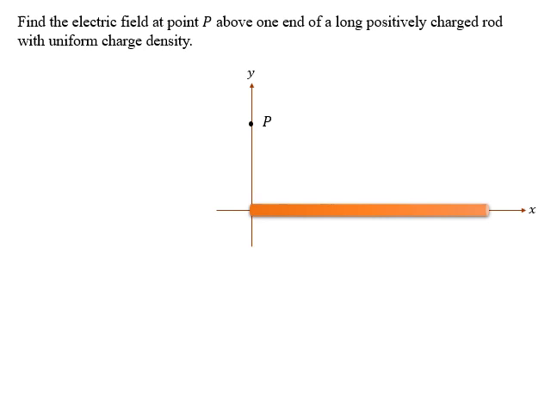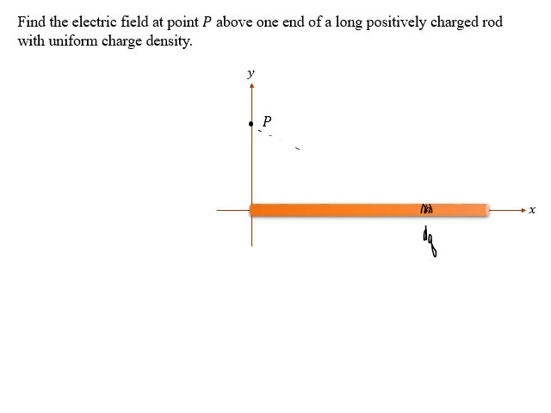Let's look at an example with some slightly different geometry and go through our process. We have a long rod with uniform charge density, and we'd like to find the electric field at a point P above one end. We'll go through our same steps. We'll identify one little element of charge. We'll call that dq.